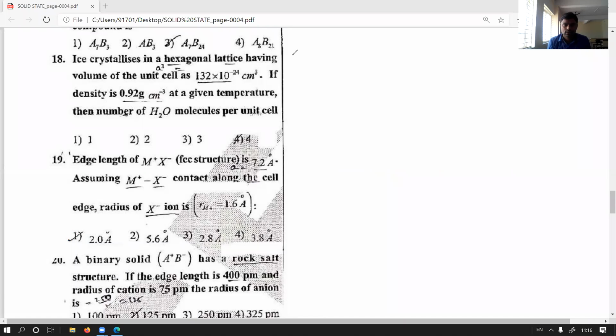The 20th question: a binary solid A plus B minus has NaCl, rock salt, means sodium chloride like structure. If the edge length is 400 picometers, and the radius of cation, A plus, is 75 picometers, what is the radius of anion? Radius of anion they ask. So in this question, 2 into radius of A plus, plus radius of B minus, is equal to edge length.